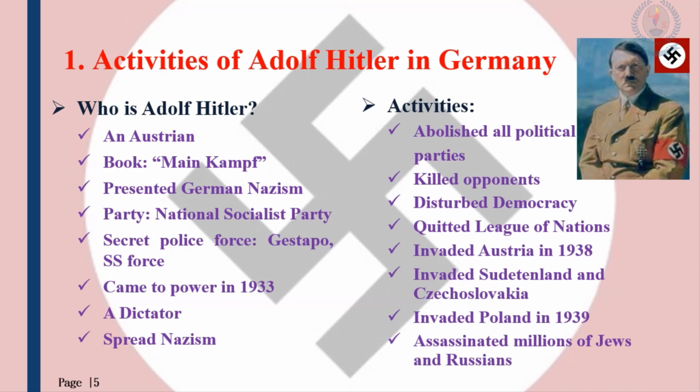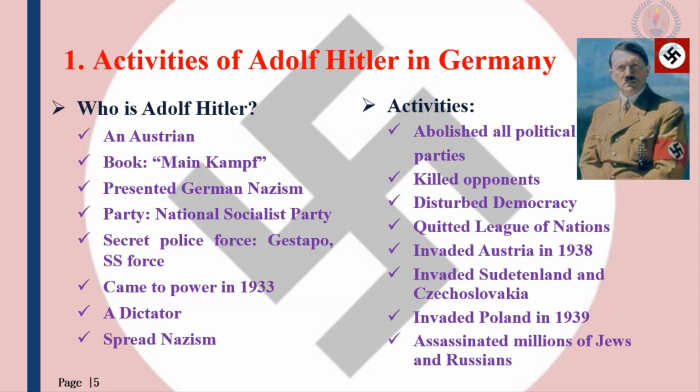Actually, at that time, there was a struggle between communism and liberalism. In the lesson of the Industrial Revolution, I told you that as a result of the Industrial Revolution, liberalism and communism started in the world. So there was a struggle between these two concepts. Here, when Hitler was killing communists, the Western countries did not oppose Hitler's activities.